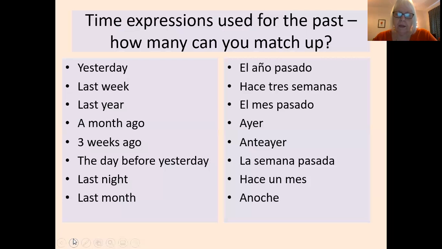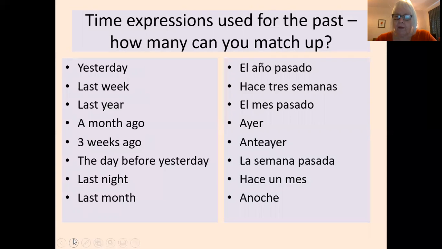So one of the main bits of this lesson is for you to have a look at these time expressions. This time I've given you the Spanish and the English, and I want you to see how many you can match up, please. So we have yesterday, last week, last year, a month ago, 3 weeks ago, the day before yesterday, last night, and last month. On the right-hand side, you've got the Spanish, and there are some things here which are the same in various forms. So we've got el año pasado, and we've got el mes pasado. Something looks similar as la semana pasada.